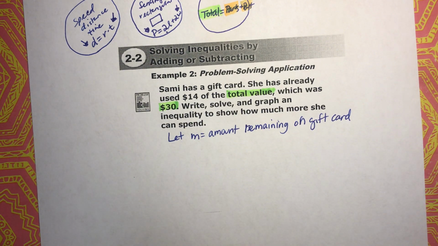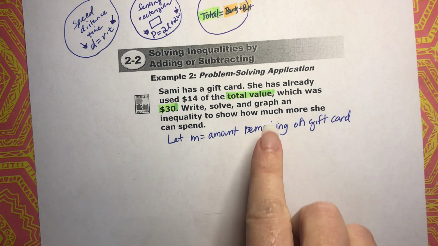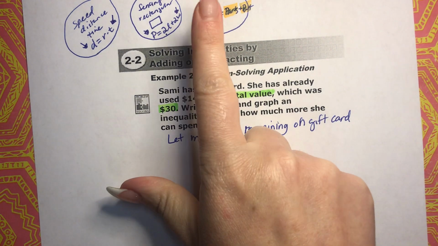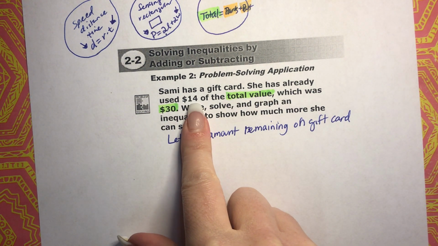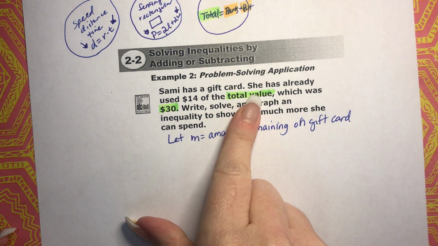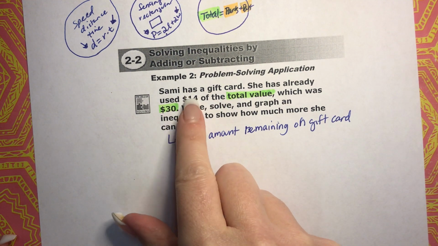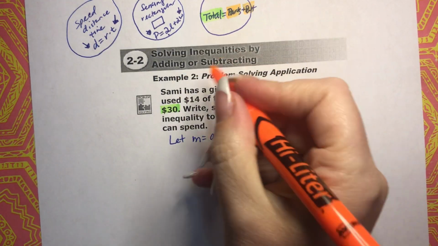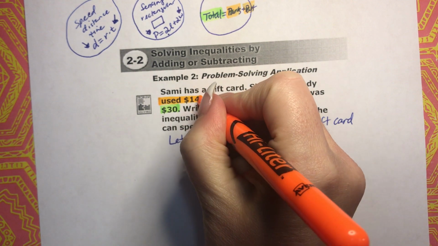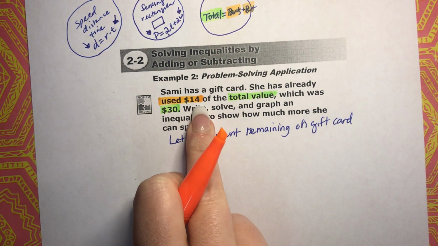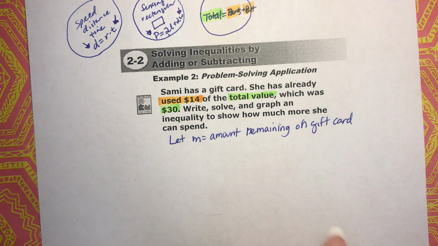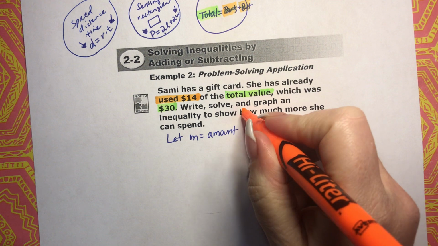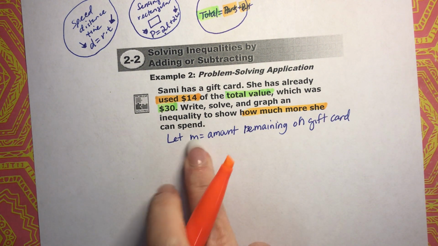Okay? Then we want to figure out, well, what is that total made up of? Okay, so the total is made up of $30. Sammy has a gift card, and she already used 14 of the total value. So that $30, part of it was that 14 that's used. So if 14's used, the other part is going to be the unused portion, which is how much more she has to spend. That's going to be our variable.